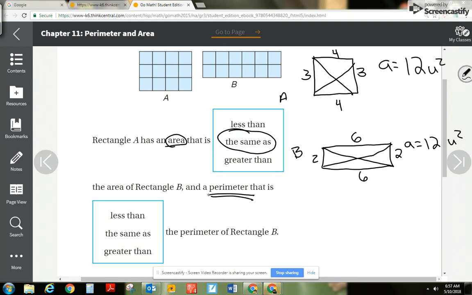So now I've got to find the perimeter for these. Perimeter equals, perimeter equals. Perimeter, space around. So 3 plus 4 is 7.